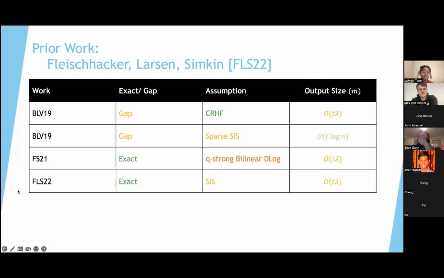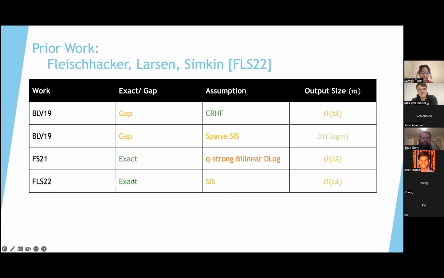Yeah. So the next work was by Fleshhacker, Larson, and Simpkin, and it's the second exact Hamming PPH that we have. And this is based on a more standard assumption. So while sparse SIS is not standard, regular SIS is a little more standard. And it's definitely more standard than this Q-strong bilinear discrete log assumption. And they were able to achieve the same output size.